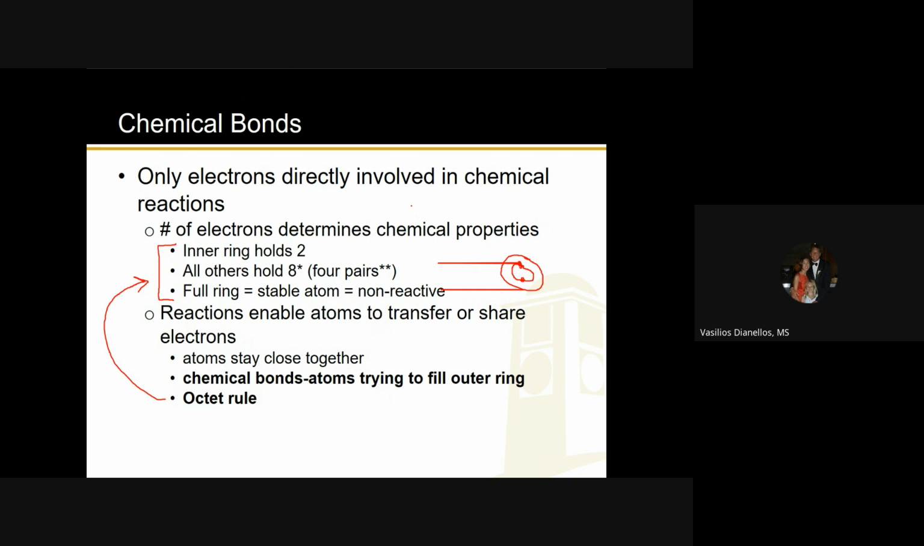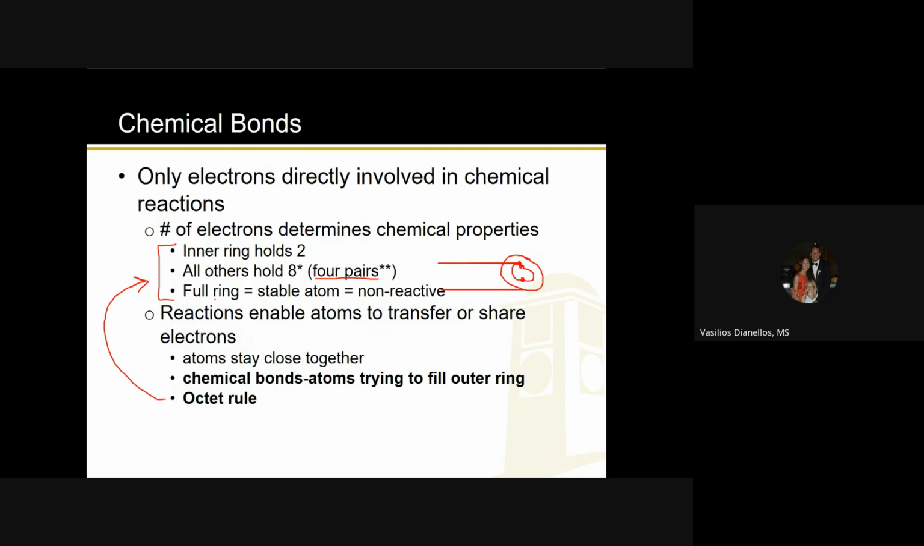Another thing to point out is, like I keep saying, the outer ring holds 8 electrons. Your textbook also says 4 pairs of electrons, which is essentially the same thing, so you can think of it however you want. But to me, 8 seems easier based on the problem solving you're going to have to do. So 2 on the inside, 8 on the outside. Don't forget that. And again, octet rule: they're looking for a full outer ring to become stable.